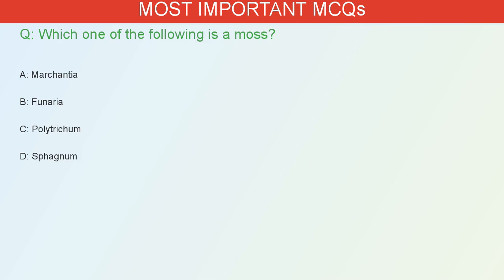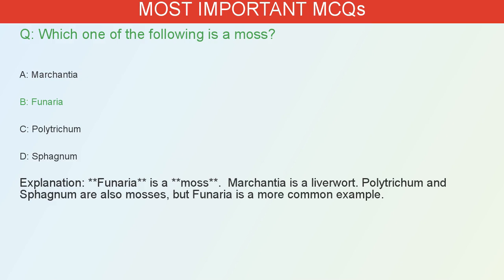Which one of the following is a moss? A. Marchantia. B. Funaria. C. Polytrichum. D. Sphagnum. The correct answer is B. Funaria is a moss. Marchantia is a liverwort. Polytrichum and Sphagnum are also mosses, but Funaria is a more common example.